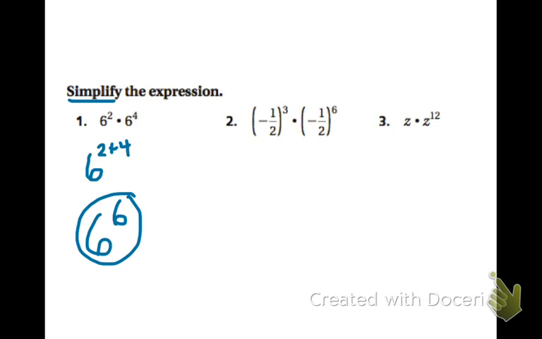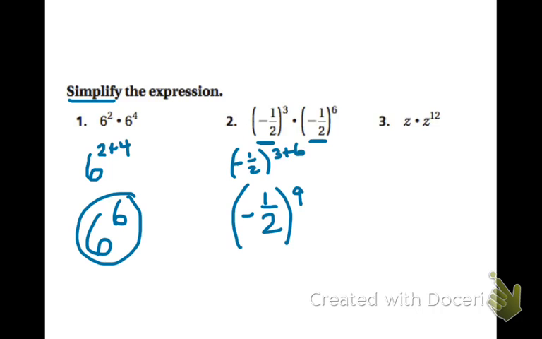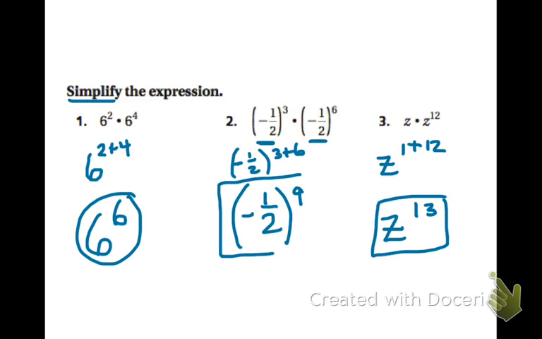Simplify. In 2, again, examine the bases. A -1/2 and a -1/2 are exactly the same. Therefore, since we have 3 factors and 6 factors that are all going to be factors, 3 plus 6 gives us a -1/2 to the 9th. So again, you would add the exponents to show your work. 3 plus 6. Okay? And for 3, again, we will take z to the 1 plus 12 power, or z to the 13th power.